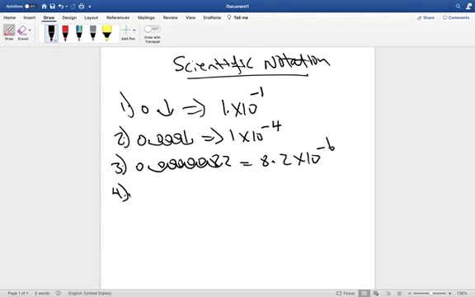Let's try number 4. We have 1. That's equal to 1 times 10 to the 0. 10 to the 0 is 1, so it's 1 times 1. That's equivalent to 1. Number 5. If we have 1,000, and we want to write that in scientific notation, our decimal is here, so it's 1, 2, 3. So we're moving to the left in this instance, so it's 1 times 10 to the 3.